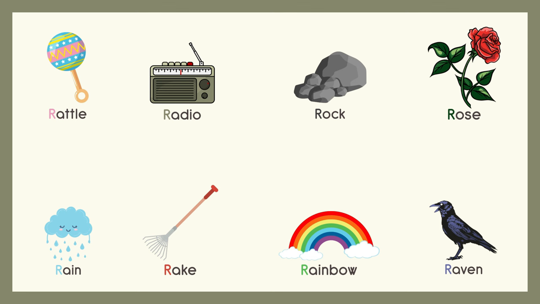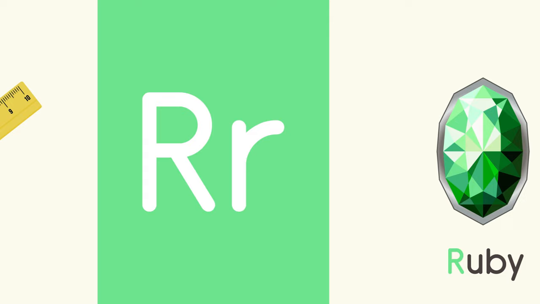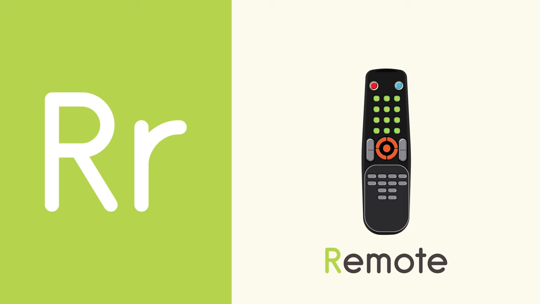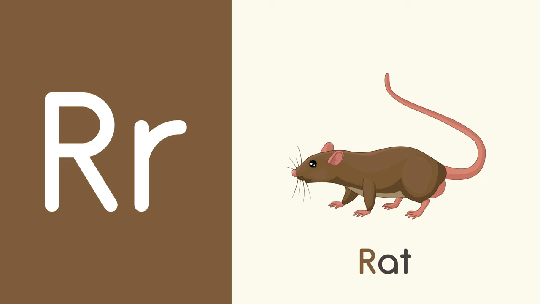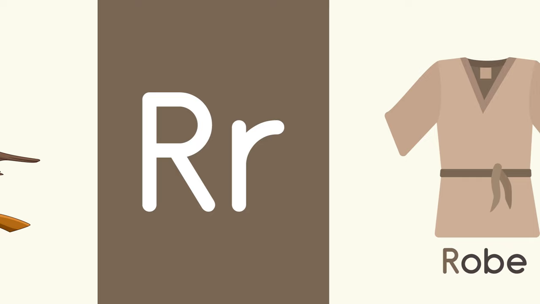R is for ruby. R is for ruler. R is for remote. R is for ribs. R is for raincoat. R is for red. R is for rope. R is for robin.